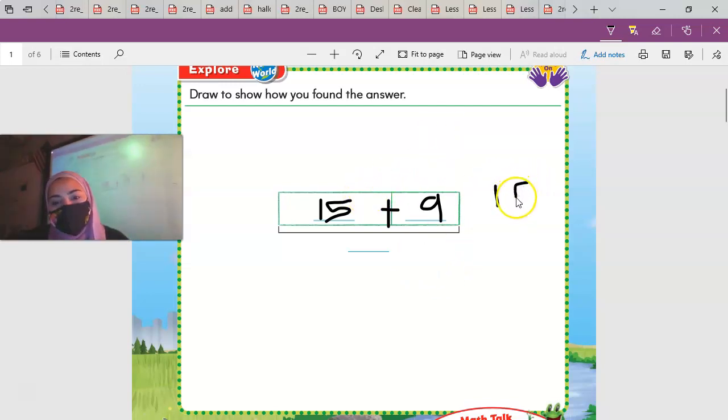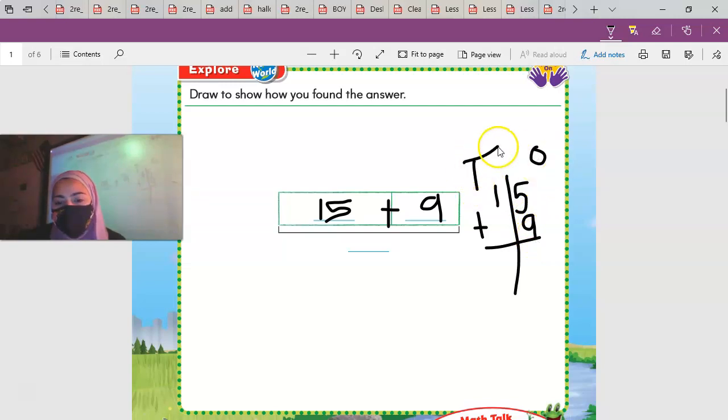So that's 15. Does the 9 go here? Is that right? No, that's wrong. Why is that wrong? Who can raise their hand and tell me why this is wrong? Dominic? Because the 9 is in the tens place. The 9 is a one-digit number. It should be in the ones place, not in the tens place. So this is the ones place. This is the tens place.